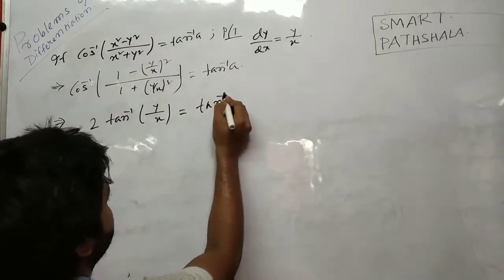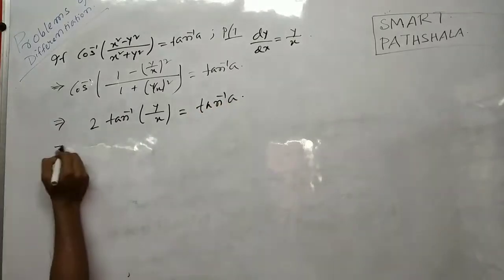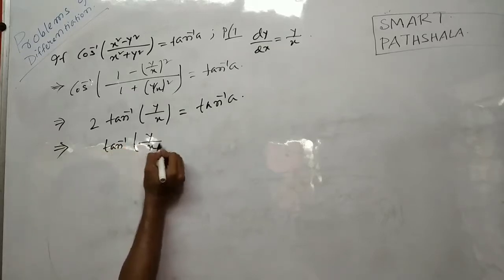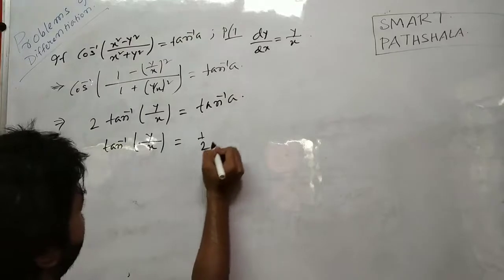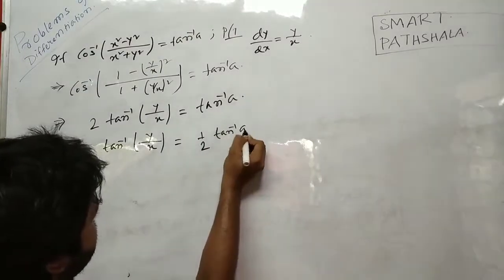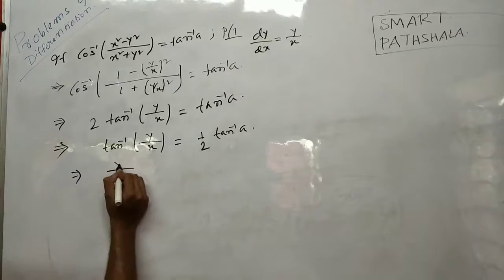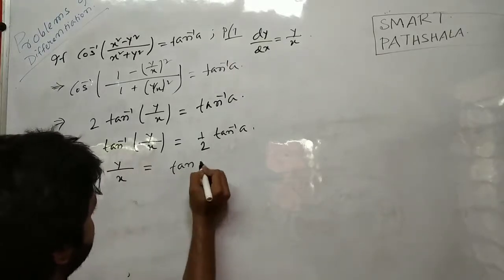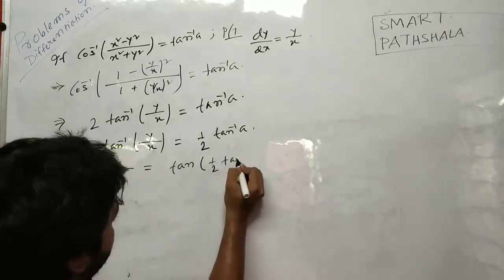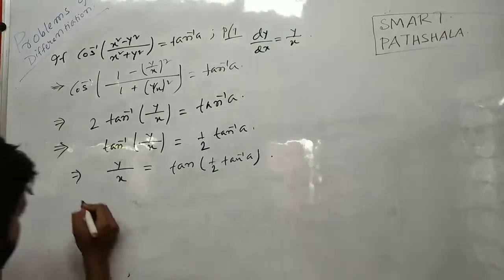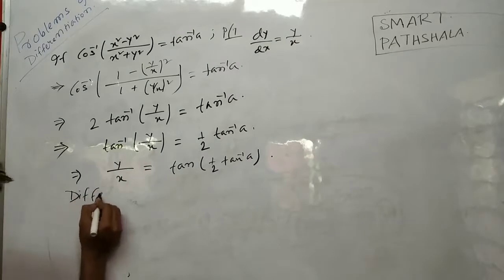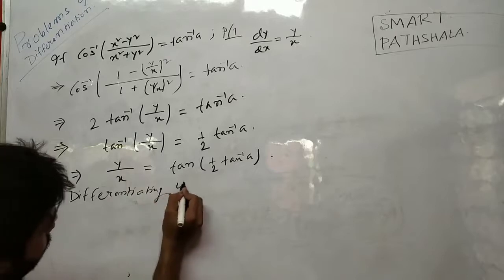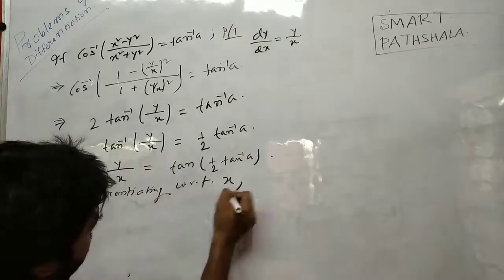We will have tan inverse of a, and then you have tan inverse of y by x is equal to half of tan inverse of a. Again, what you have is y by x is equal to tan of half tan inverse a. Now at this step we will differentiate with respect to x.